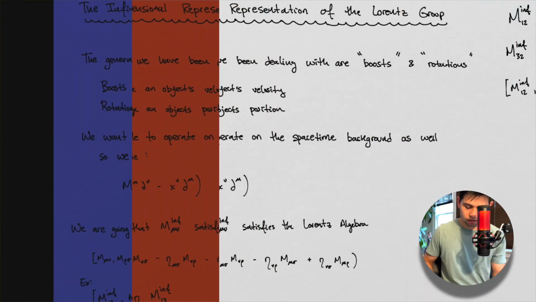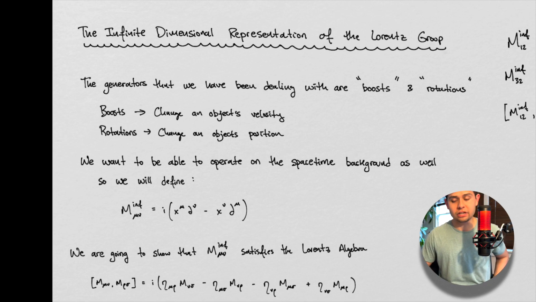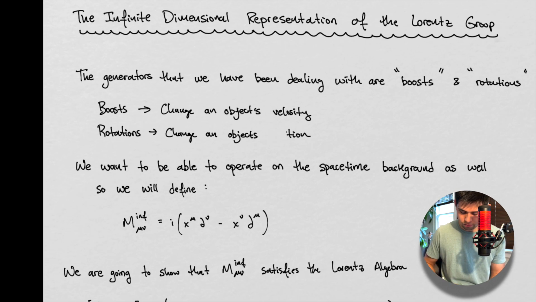All right, so we are talking about the infinite dimensional representation of the Lorentz group today. So let's recall a few things. The generators that we've been dealing with so far are rotations and boosts. What exactly are rotations and boosts? Well, a boost is a change in an object's velocity, and a rotation is a change in the object's, not position, but orientation, if you will.